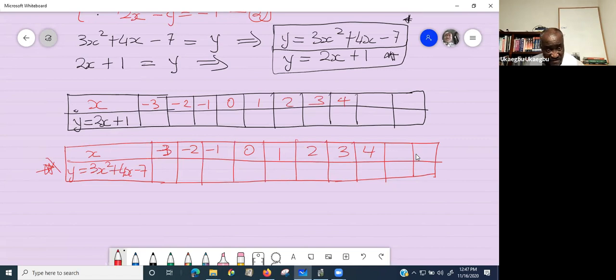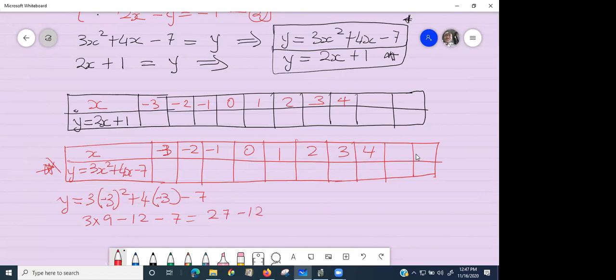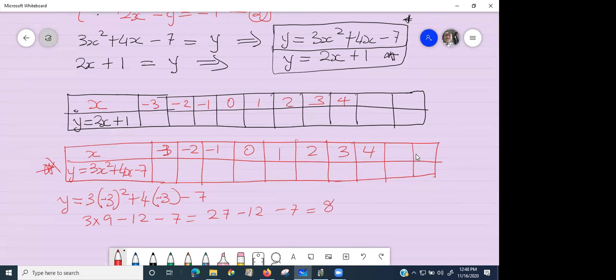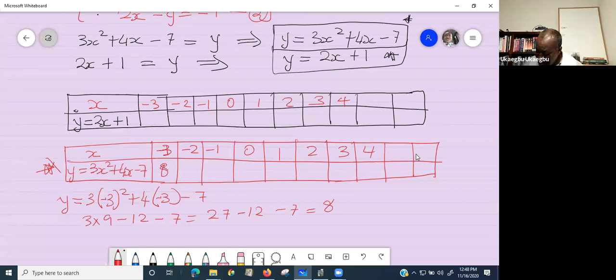So for the value of x, when x is negative 3, here's what you do. You just say y is equal to 3 bracket negative 3 whole squared plus 4 bracket negative 3 minus 7. And then you evaluate this. For example, negative 3 squared is 9. So you have 3 times 9, and then positive times negative is negative, so this is minus 12. Minus 7. So 3 times 9 is what? 27 minus 12 minus 7. What does that give you? That should be 15 minus 7. That's 8. So this is 8. And then you just repeat the process to get the other values.